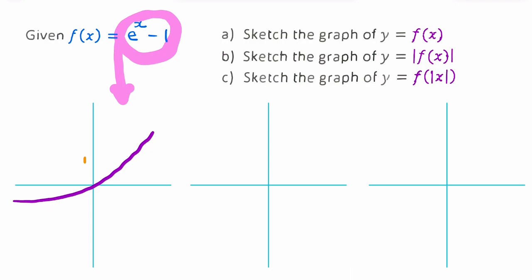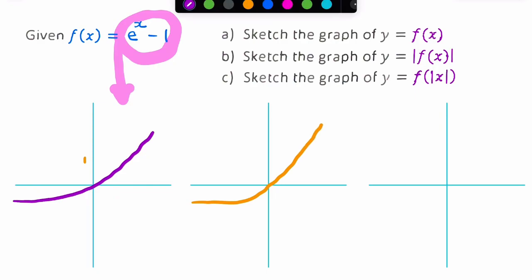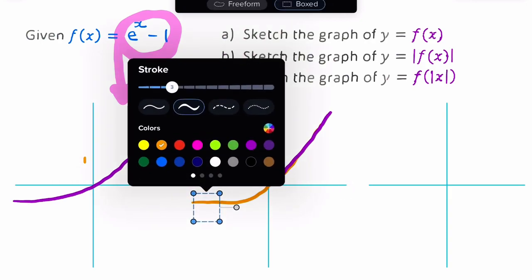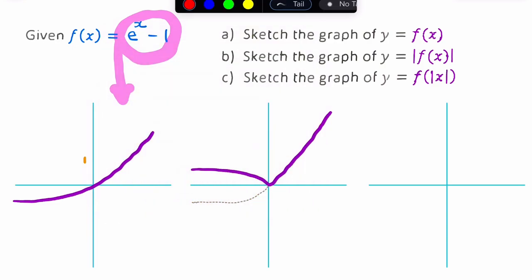So if we sketch the original graph like that, then your reflected graph will look something like this. So now this part we can remove, and this will be the modulus of f of x. You notice everything is positive. All the negative values have been reflected. So the modulus function is a reflection upwards on the x-axis.